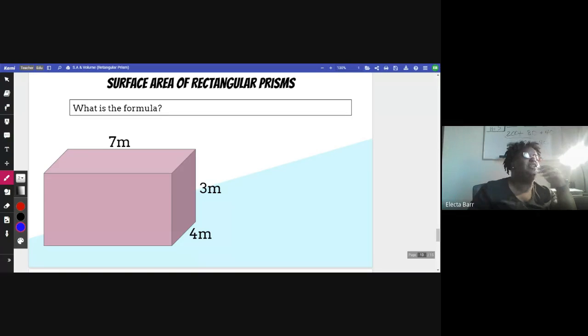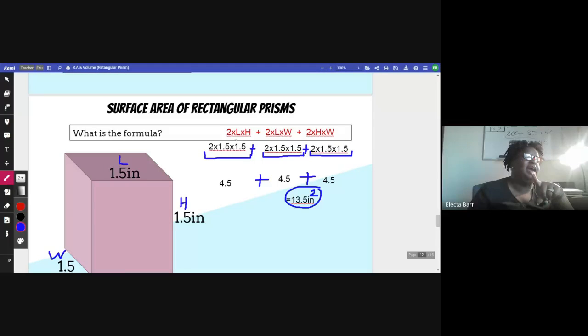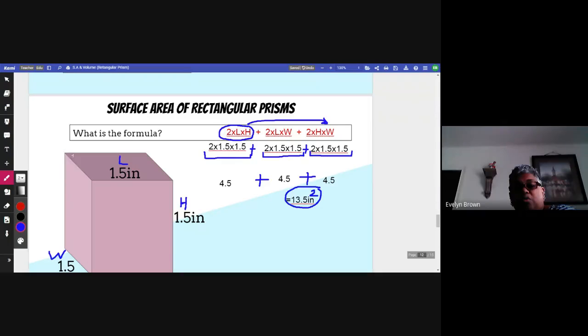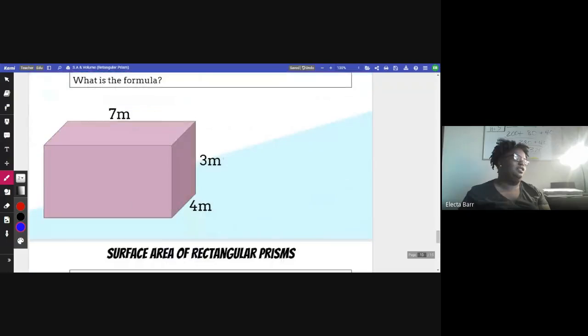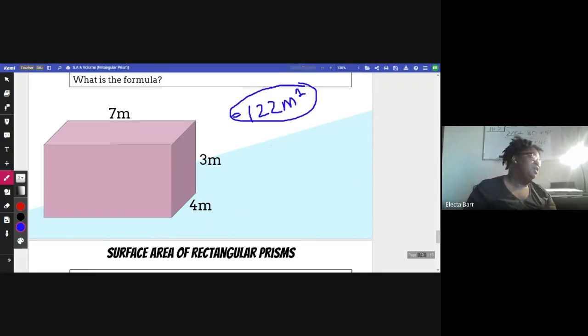One thing about this formula, though, that's a good question. For the example we just did, I can put this part of the problem over here and that part back over here, as long as I'm keeping length times width, length times height, and height times width separate. It doesn't matter which one I multiply first. So this one was 122 meters squared. All right, let's keep going.